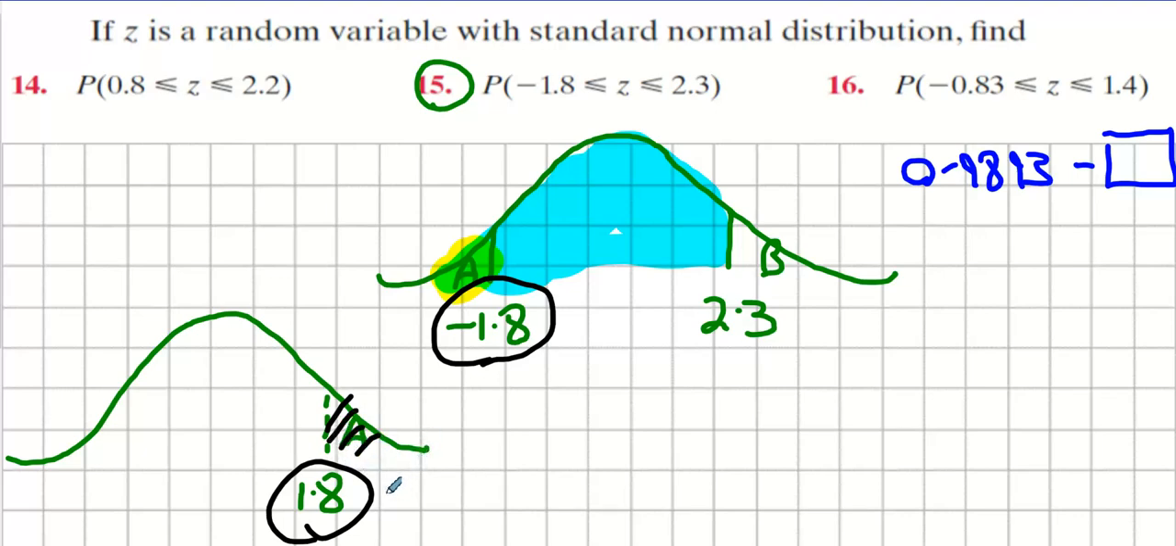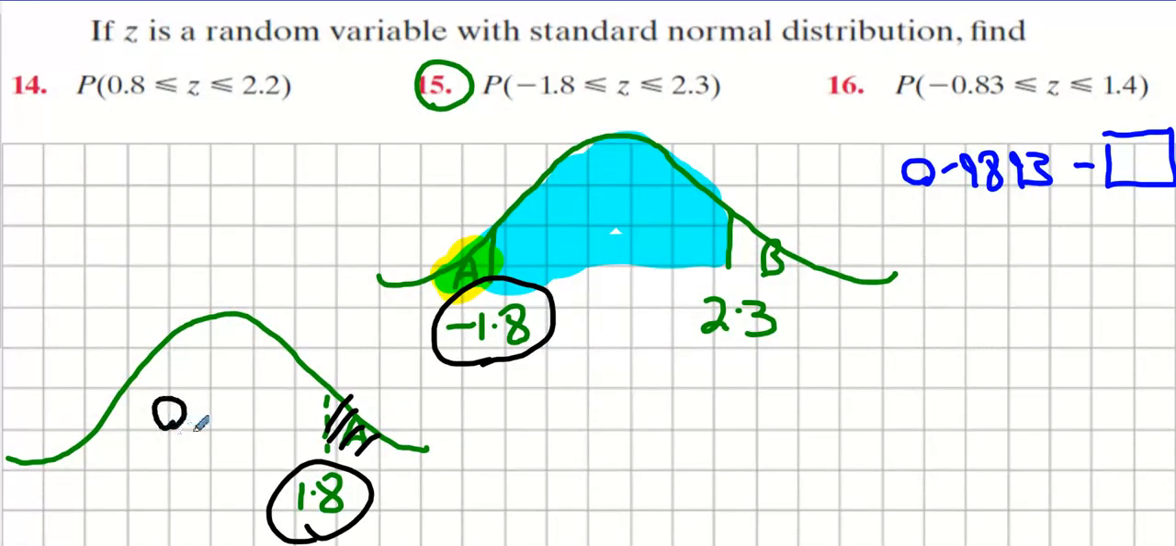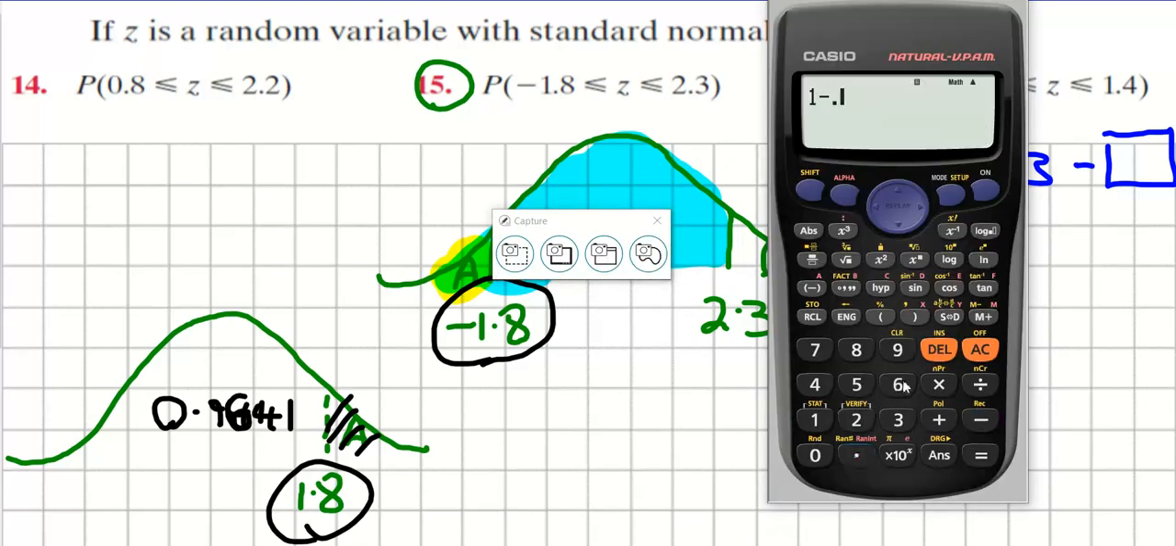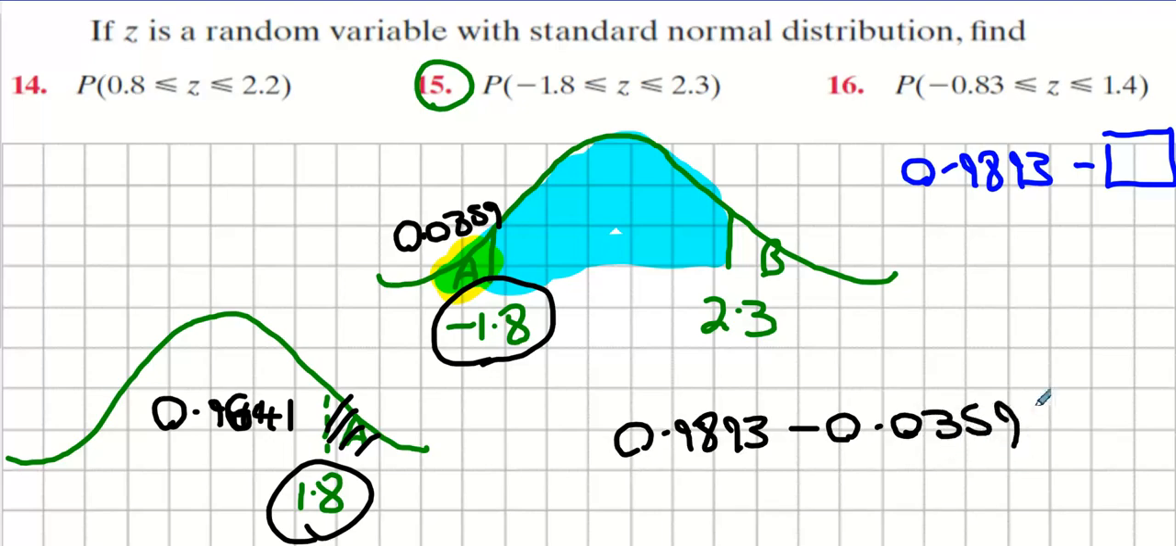Does that make sense? Therefore, I need to find the value below 1.8, which is, where is 1.8? 0.9641. Now this is 0.9641. 1 take away that, and we get an answer of 0.0359. So this little region in here is 0.0359. And that's what I was going to put in here. I was going to take away 0.9893, take away 0.0359. And what you get when that happens?